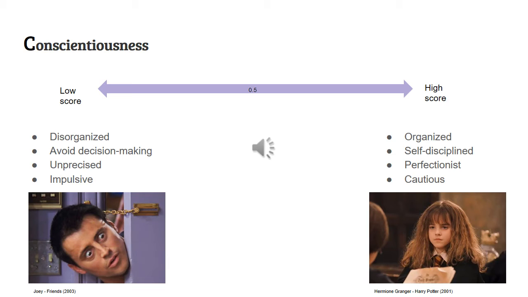And if you have a low score in this factor, it means that you're more inclined to less organization, you avoid decision making, you are kind of imprecise in everyday tasks, and can make some impulsive decisions.